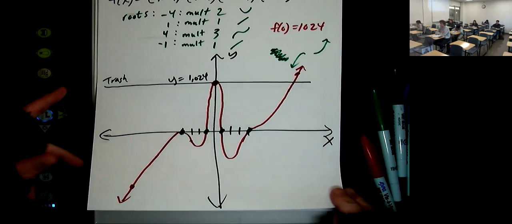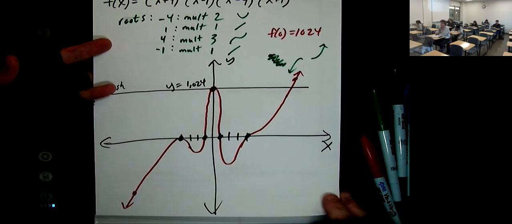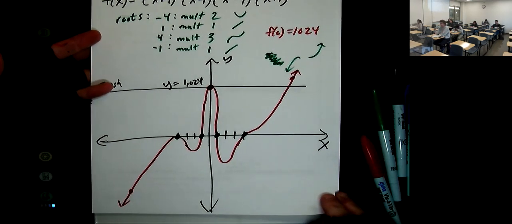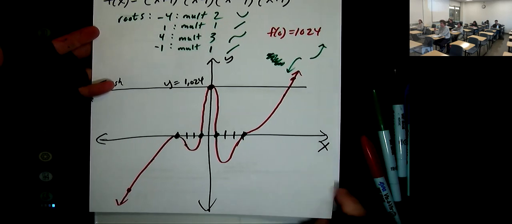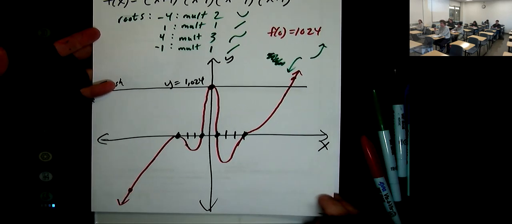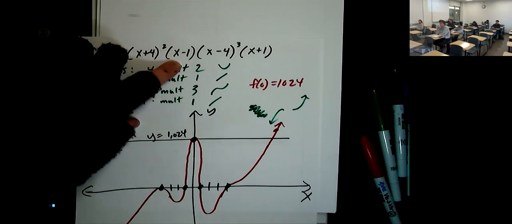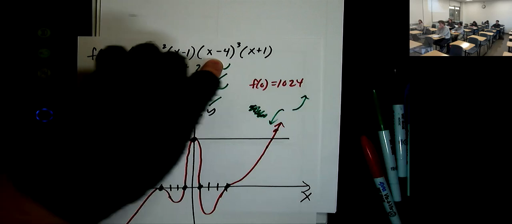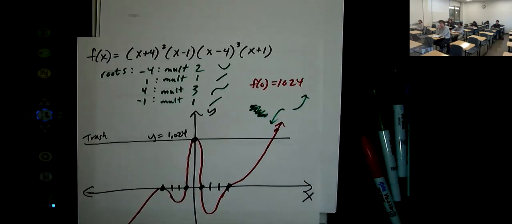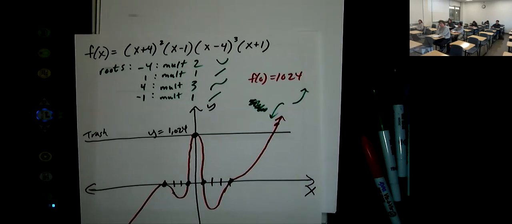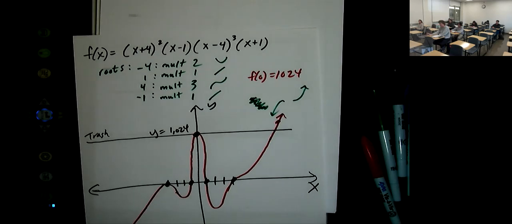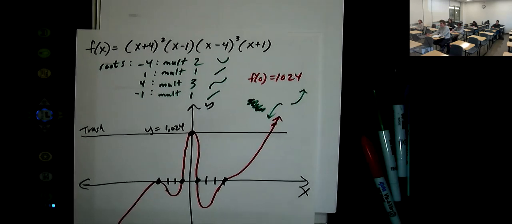You guys ready to do a hard one? It wasn't hard, was it? The 0 is actually not hard. You got 4 squared times -1 times -4 cubed times 1. That's calculator. Not even, I did it in my head. How hard can it be? All right.